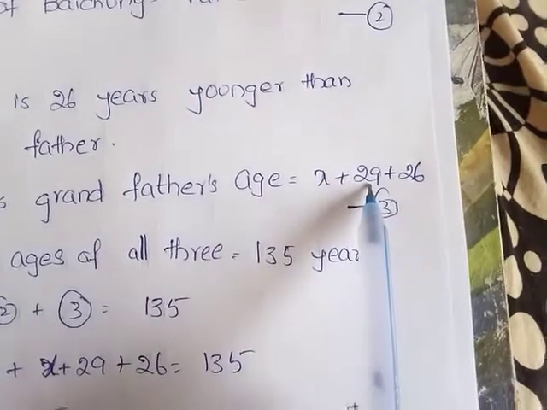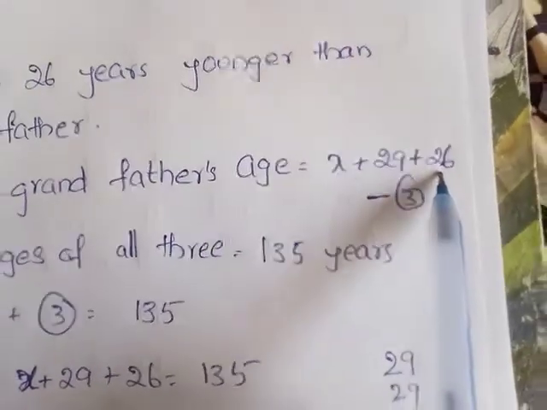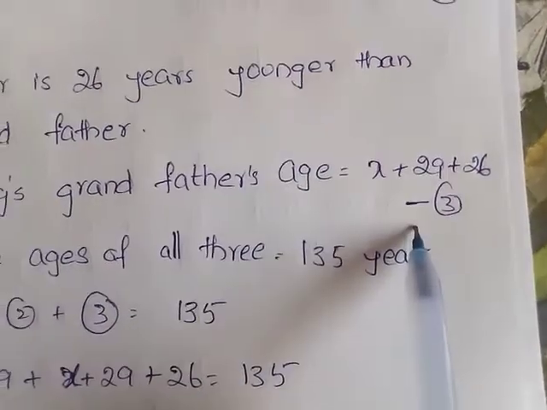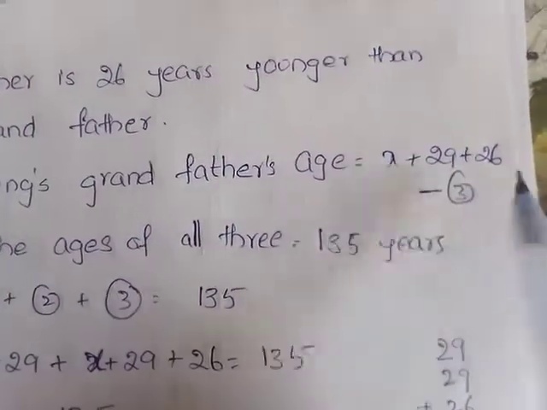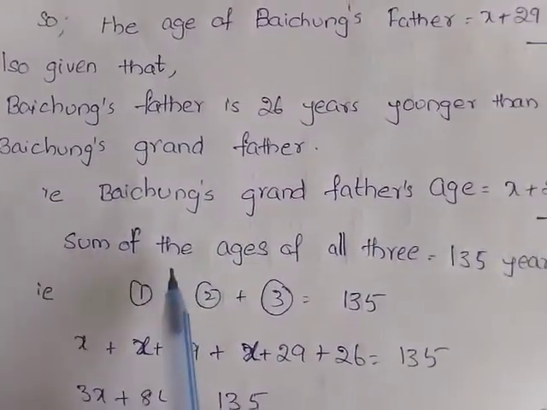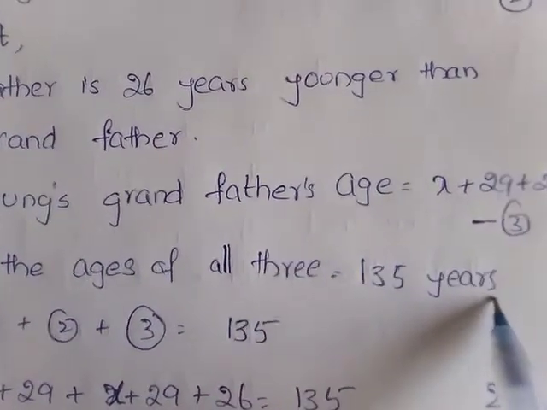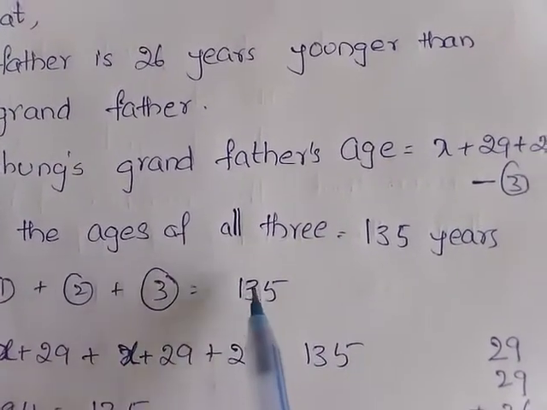x plus 29 is the age of Baicheng's father, plus 26 we have to add for his grandfather. So x plus 29 plus 26, this is equation 3. Afterwards we add, no problem, leave it. If you want to add, you can add here also. The sum of the ages of the 3 is equal to 135 years. They gave the ages of 3 members, that is 1 plus 2 plus 3 is equal to 135.